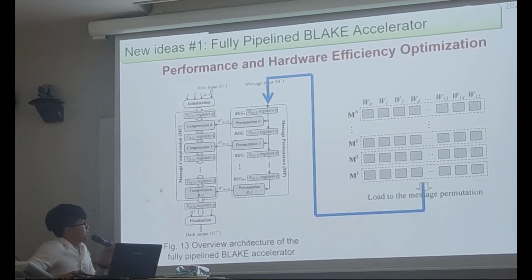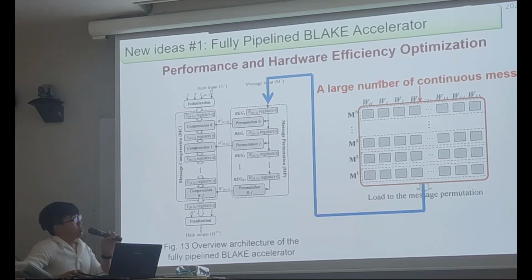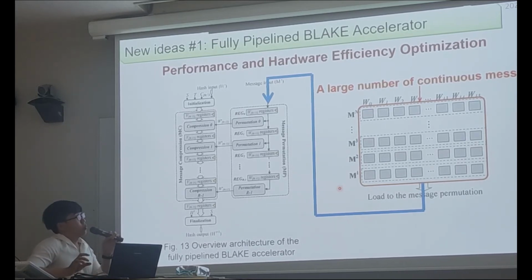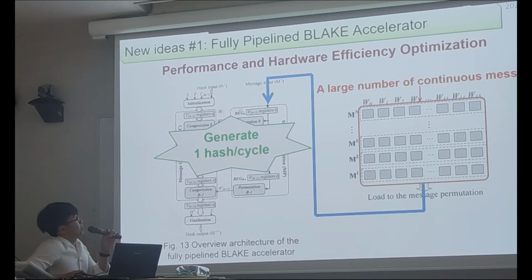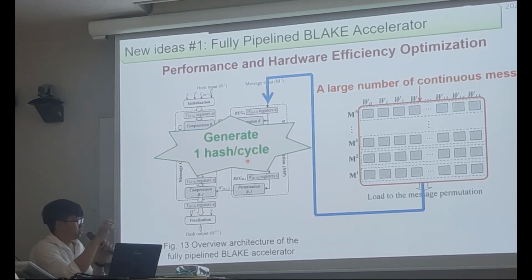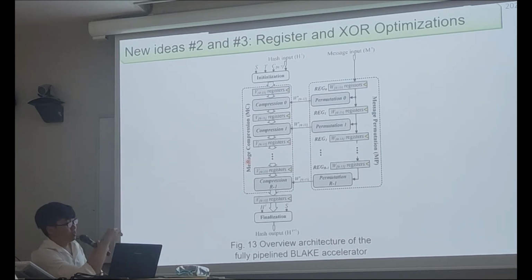With this architecture, we can compute a large number of continuous message inputs. Like in the blockchain, the number of messages can be billions, like 4 billion. And by computing many continuous messages, it can generate one hash per cycle. This is the reason it can achieve high performance. But this architecture is very general, and I consider it a small contribution, because in our group, we are the first to propose this architecture. The second one, idea 2 and idea 3, is our main idea.